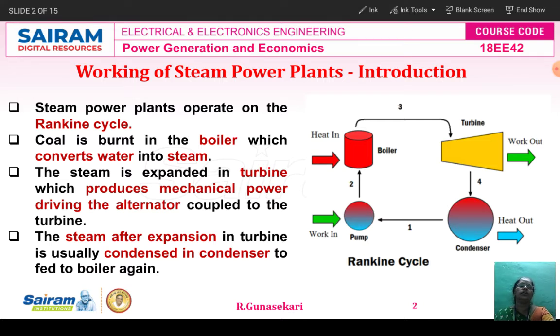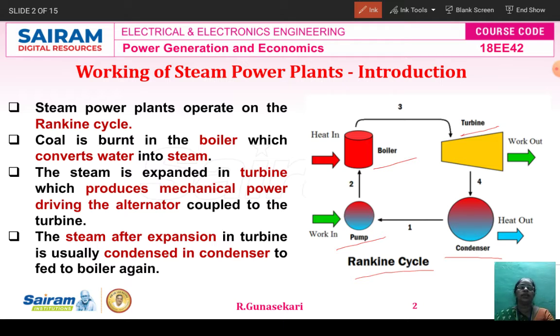So, what is meant by the Rankine cycle? You see the diagram. This is the Rankine cycle diagram. The Rankine cycle diagram consists of a pump, boiler, turbine, and condenser.